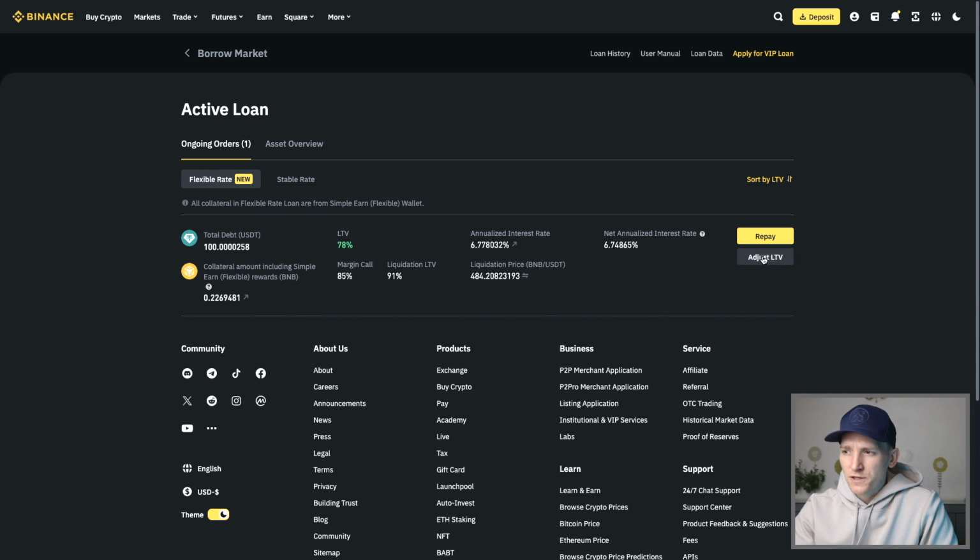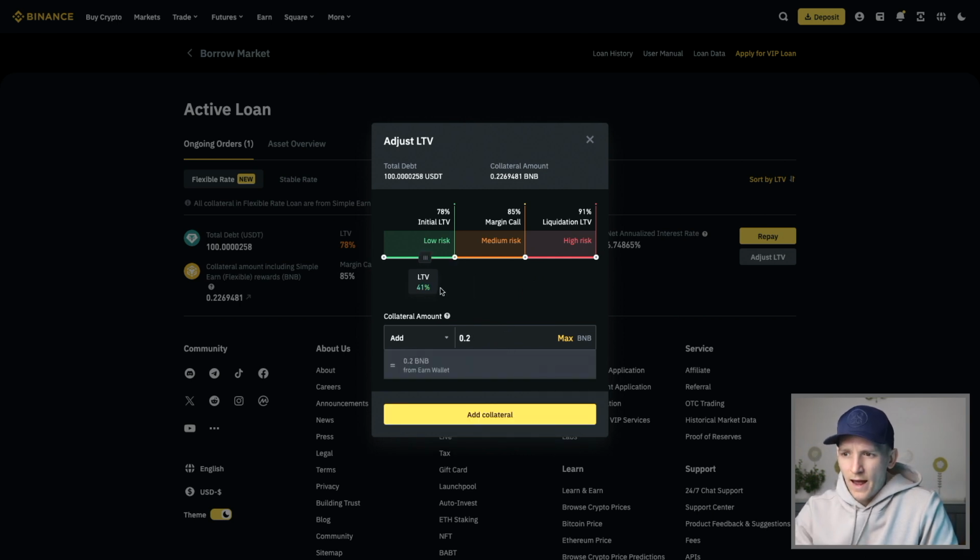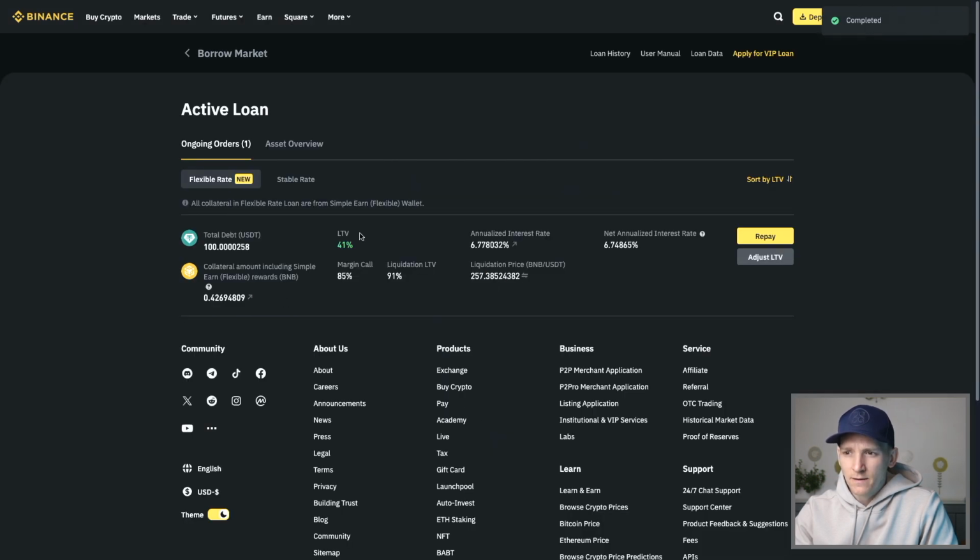So what I want to do is adjust the loan to value. And what I want to do is actually add more collateral. So let's put more collateral onto the system. And that's going to reduce our loan to value, as you can see here, down a lot. So we're going to add that collateral. And that's added in. You can see my loan to value now 41%. So we've added collateral in. That means we don't have to pay off the loan. We can just keep it as is. And if there's any liquidations or whatever, we've actually just decreased the loan to value by increasing the amount of collateral that we have on the system.